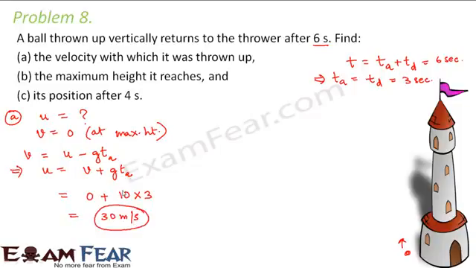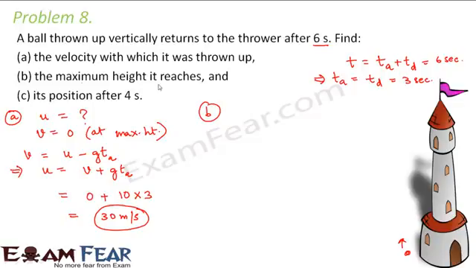Now I am considering g as 10 meter per second square just to simplify my calculations, but otherwise you should consider the accurate value, that is 9.8 meter per second square, except for problems which explicitly mention that please take g as 10 meter per second square.